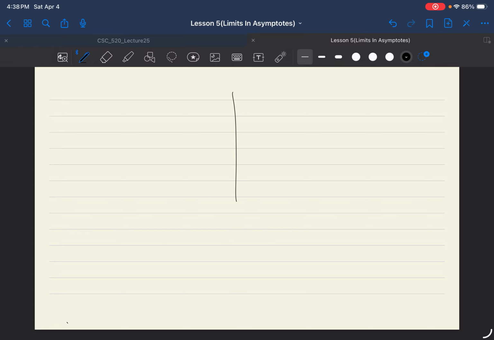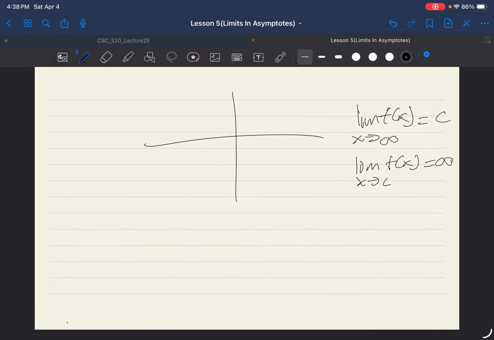So, as I've previously defined, the limits as x approaches infinity are not the same as the limit as x approaches c of f of x being equal to infinity. These are two different things. This defines the end behavior. This also defines the end behavior, but in a different way. This defines a vertical asymptote. So let's just get straight into it.